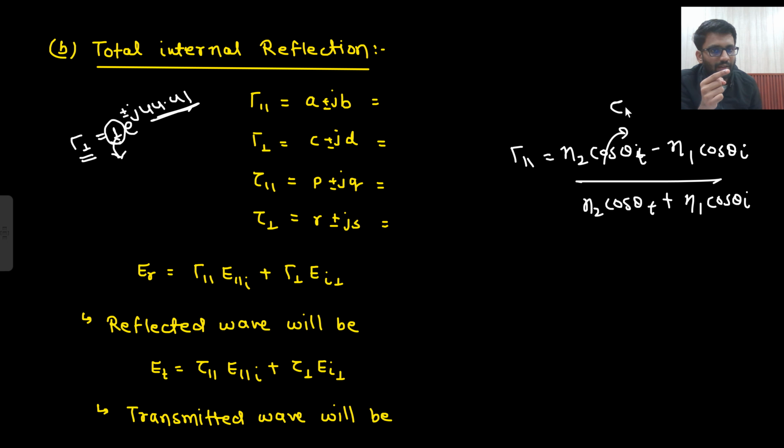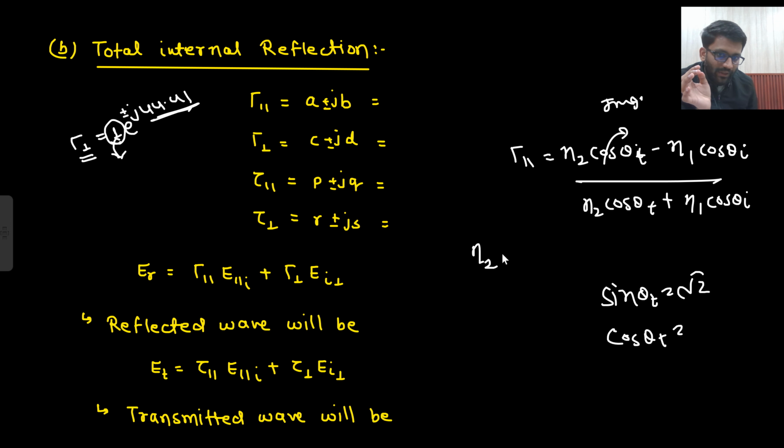What will this be? Complex. Sorry, not complex. It will be imaginary. Cos theta t will be imaginary. Why is that so? Because sin theta t will be somewhat greater than 1. Let's just say it was under root 2. So when you find out cos theta t, what is it? It has to be imaginary only. So it will be imaginary.